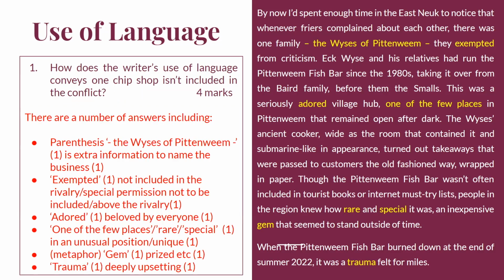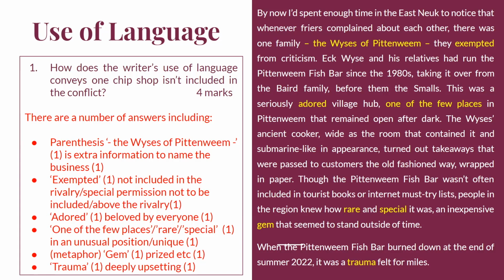Okay, so we've got the parenthesis of the Wises of Pittenweem. Is extra information that names this business. Exempted is word choice, and that means that they are not included in the rivalry. They have special permission not to be included. They're above the rivalry. Exempted means you don't have to be involved. People make a special excuse for you. Adored, beloved by everyone. One of the few places, rare, special, any of those would get you a mark, and they're in an unusual position or they're unique.